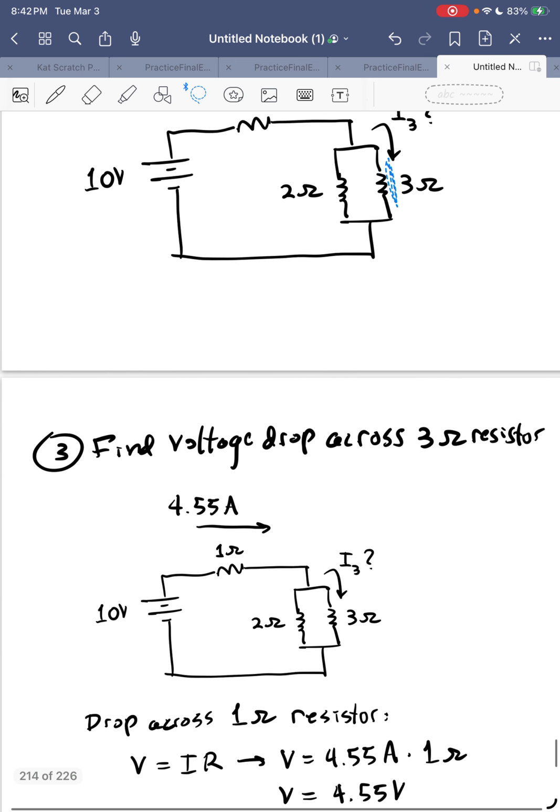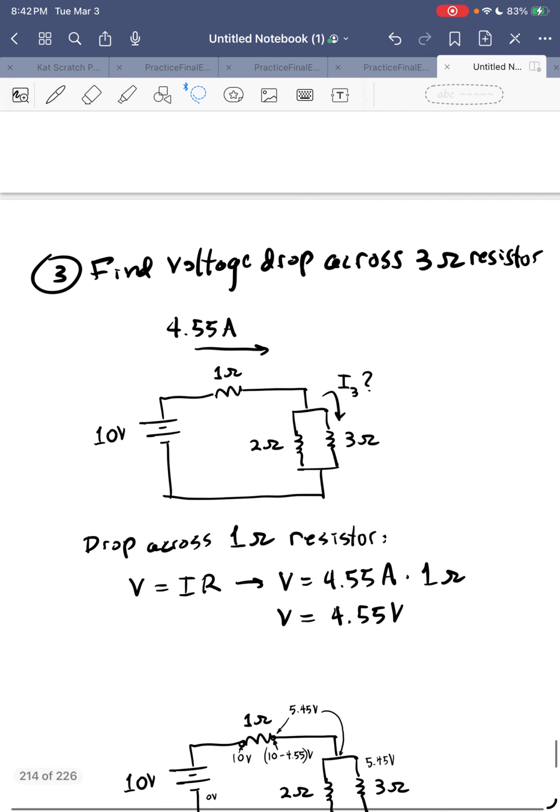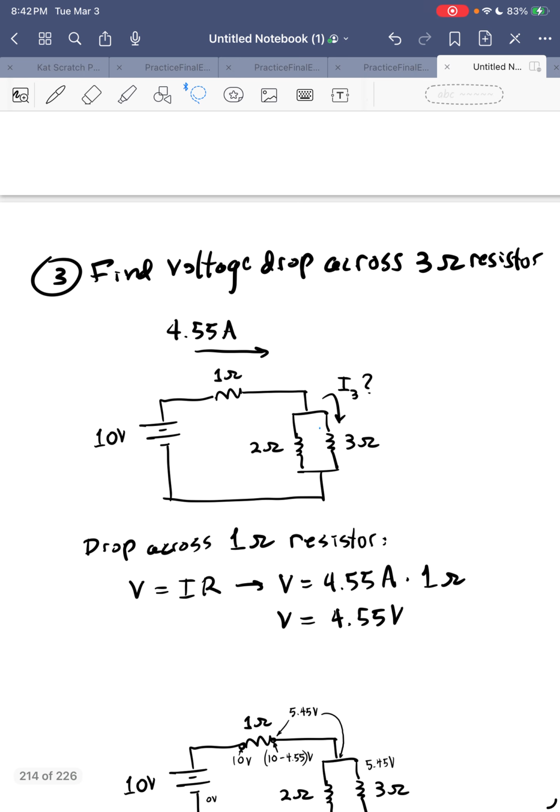Let's take a look at this. To figure out what that is, we're going to have to figure out what the voltage drop is across the 3 ohm resistor. How do I know what that is? Well, you can look at the whole loop voltage and say we start out at 0 volts, we go up to 10 volts when we traverse the battery in this direction.